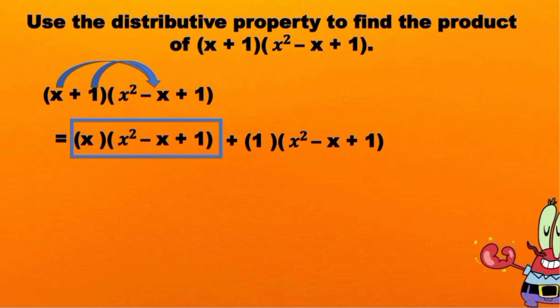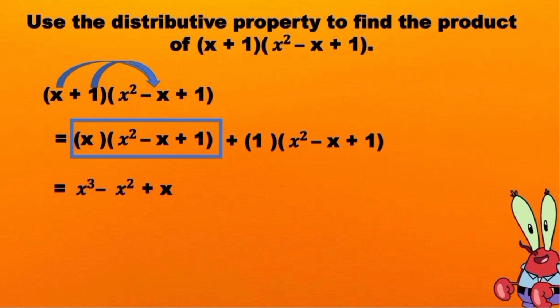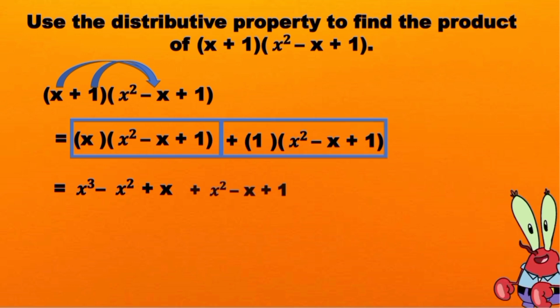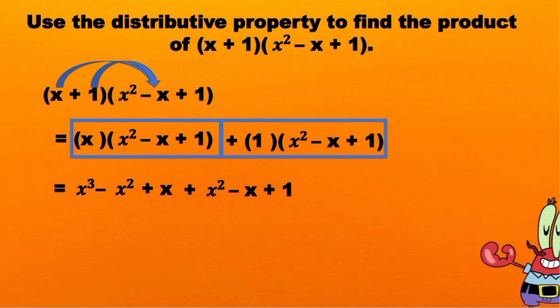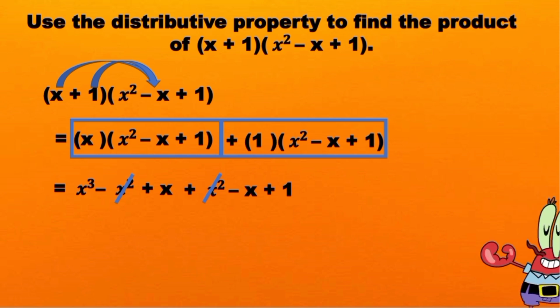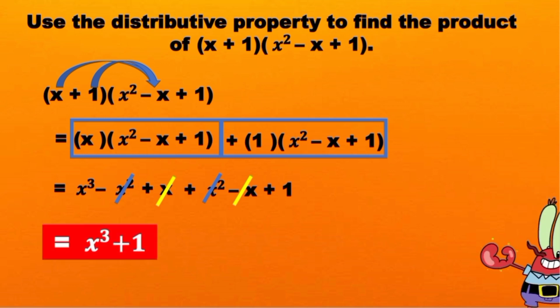X multiplied by x squared minus x plus 1 is x cubed minus x squared plus x. Now let's get the product of 1 and x squared minus x plus 1. That is x squared minus x plus 1. Then simplify our answer. We can cancel out negative x squared and positive x squared. We can also cancel out positive x and negative x. Our final answer is x cubed plus 1.